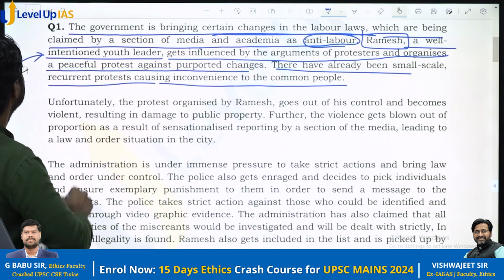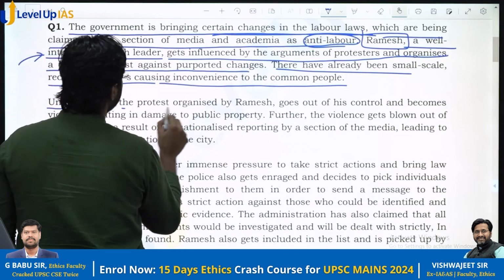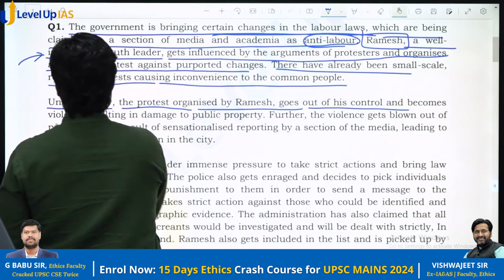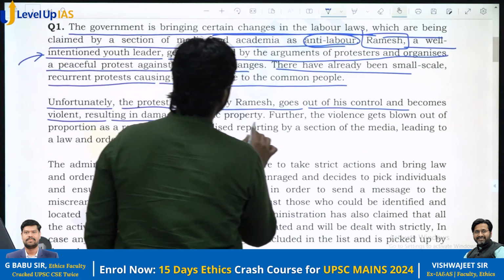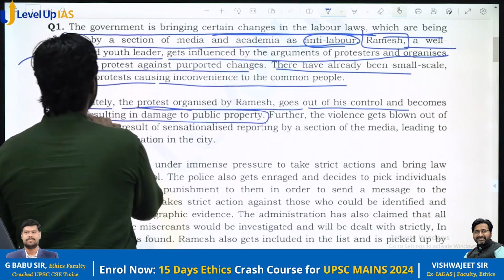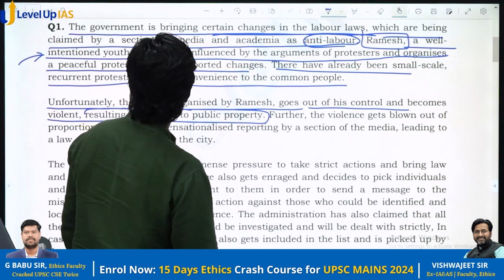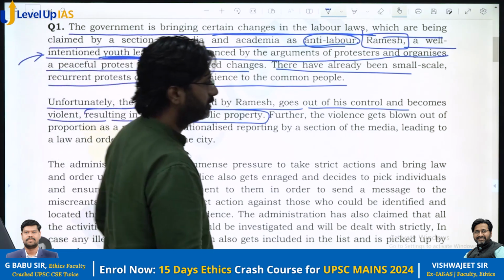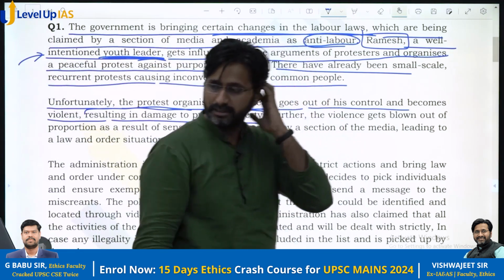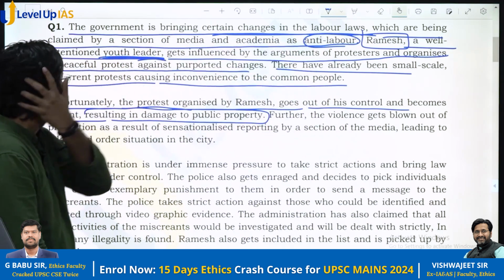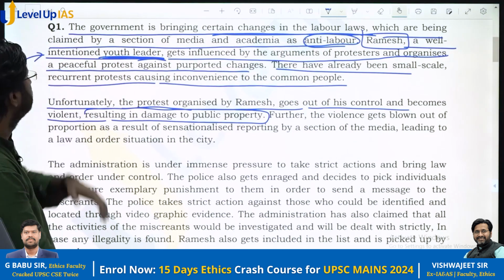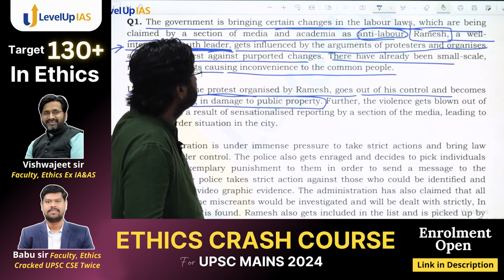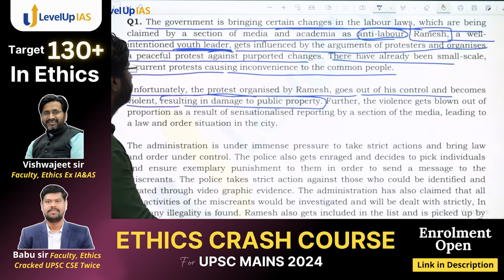Okay. Now, unfortunately, the protest organized by Ramesh goes out of his own control and becomes violent, resulting in damage to the public property. This happens like, he is a well-intentioned youth leader. So he is a leader, so obviously there will be people that will be following him, and he organized that thing, and what happens? It goes out of his hand and creates problem for the public property.